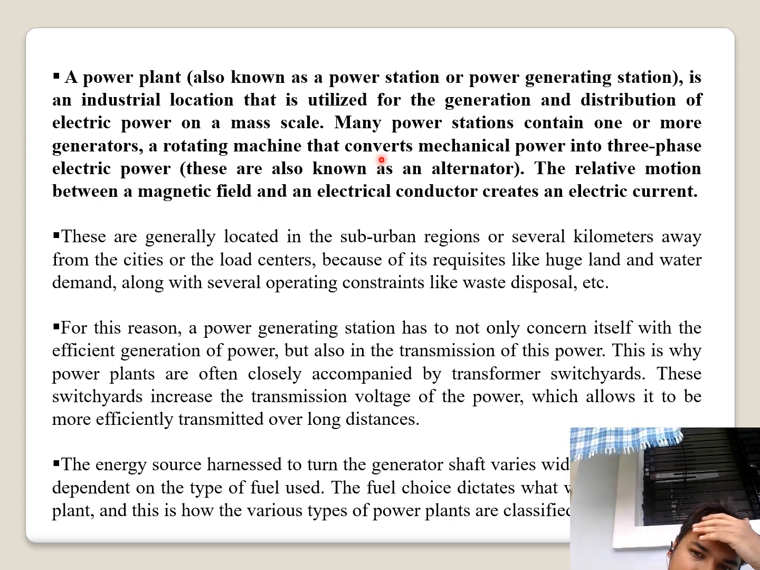Okay, so many power stations contain one or more generators, a rotating machine that converts mechanical power into three-phase electric power. These are also known as alternators, and the relative motion between a magnetic field and an electric conductor creates an electric current. So basically, this is all about Lenz's law and Faraday's law. Electricity gets generated by using Faraday's law and Lenz's law.